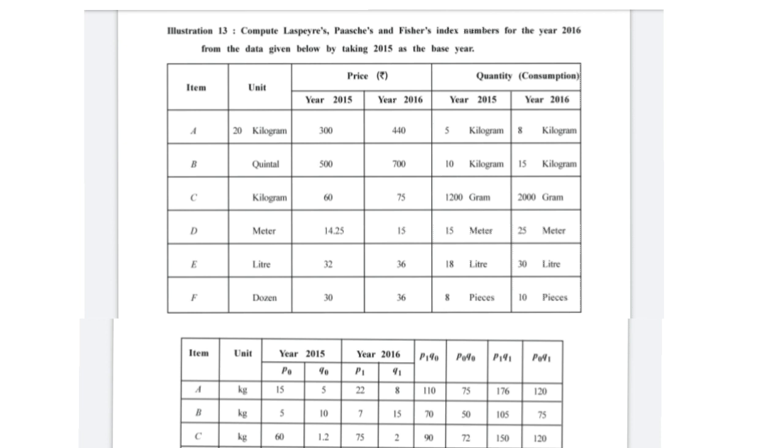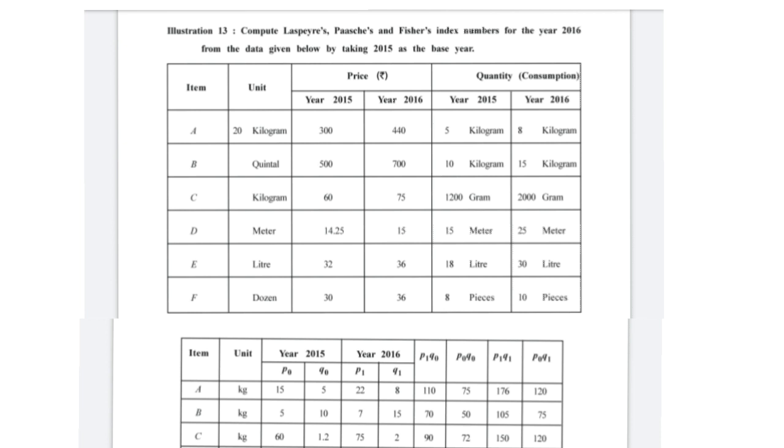1 kg equals 1000 gram, as you all know. So once again I will divide the quantity by 1000. So 1200 upon 1000, 2000 upon 1000, and keep the price the same. Item D, meter. In the quantity, only meter is given, no unit conversion, no number is given, so no need to divide.